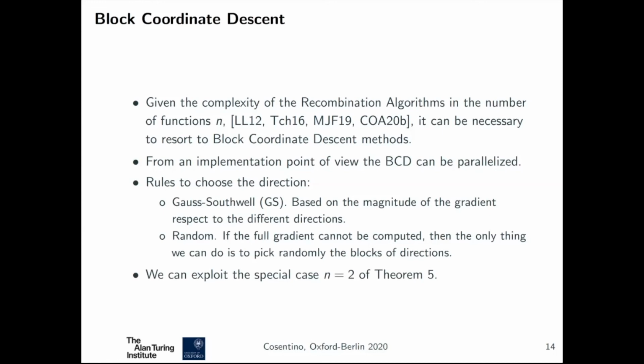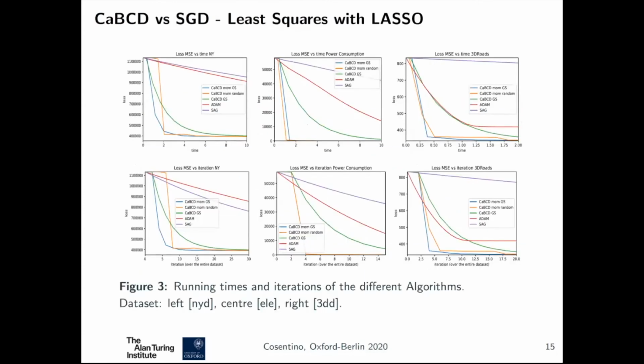In this case, we can explore the special case of small n equal to 2 of theorem 5, because we can decide for the dimension of the blocks to be just 2. And here are the results on certain data sets. Here we also implemented a momentum strategy for the Caratheodory BCD, and we compared the Caratheodory acceleration with Adam or SAG, which are, let's say, state-of-the-art stochastic gradient descent algorithms.